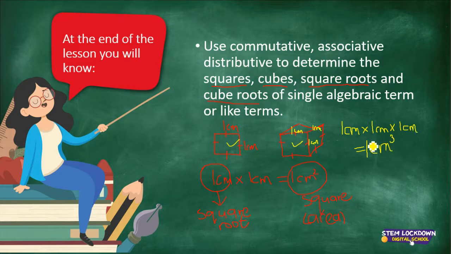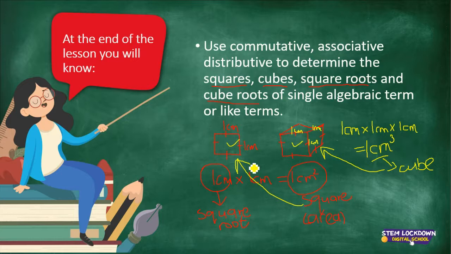So 1 centimeter cubed, this is a cube, right? How did you get a cube? You multiplied a number by itself 3 times to get a cube. Notice this is a cube, by the way, and this is a square. Basically, I'm just showing you how this applies to real life.